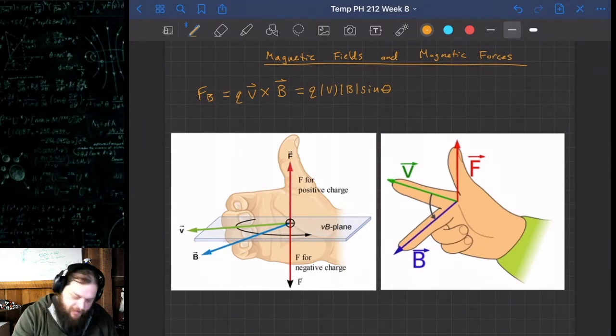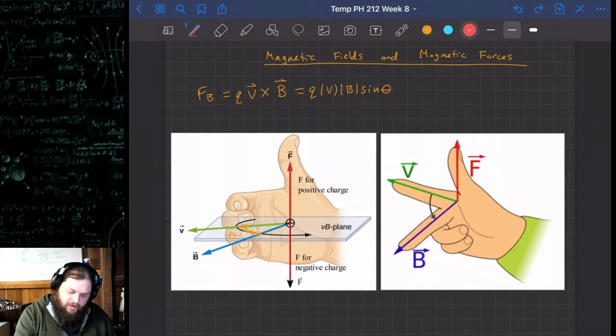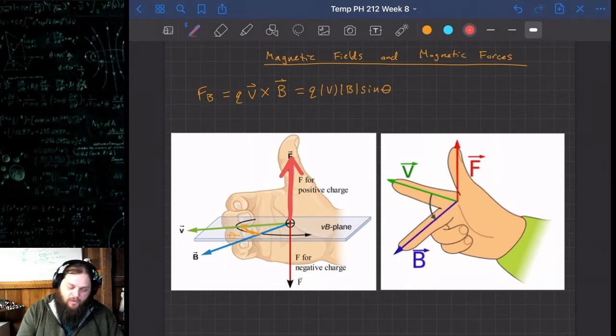So in the depiction I have down here with this hand on it, it's this orange angle that I'm throwing in there. That's going to be your theta. And that just gives you the magnitude of it. To find that direction, notice that the force direction is always going to be orthogonal to the velocity vector and the magnetic field vector. So that's what we get when we get a cross product. We always get that orthogonal vector perpendicular to both of the other two vectors. We can determine that using what we call the right-hand rule.